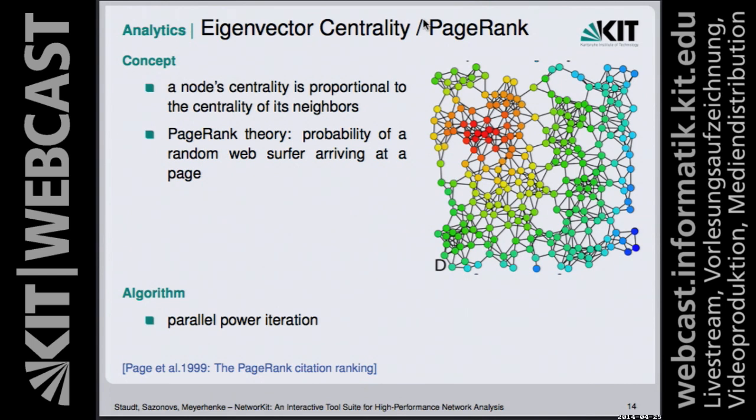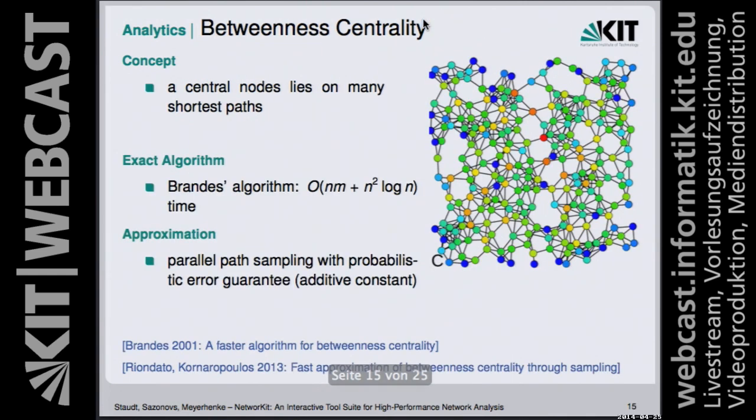There is a parallel implementation of this in NetworKit, and it uses the power iteration technique. A different concept of centrality is betweenness centrality. For betweenness centrality, we say that a node is important if many shortest paths in the network go through that node. So whatever flows in the network needs to pass through these central nodes, and this is what makes them important.